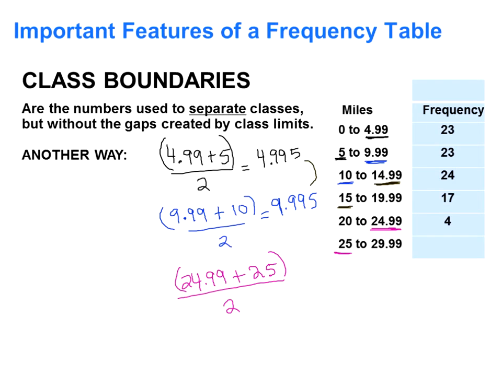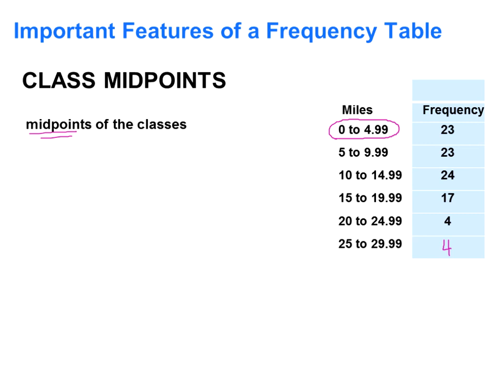So the class midpoints, you're looking at the middle of the class, so that's 0 plus 4.99. If you're looking at the middle of the class, you're going to add them and divide by 2. That gives you the middle. That gives you the midpoint. So to get the midpoint, you're just looking at the middle of the class. So 5 plus 9.99, and then dividing it by 2.